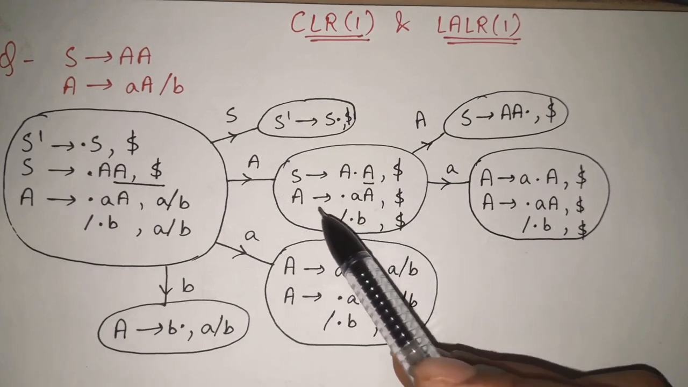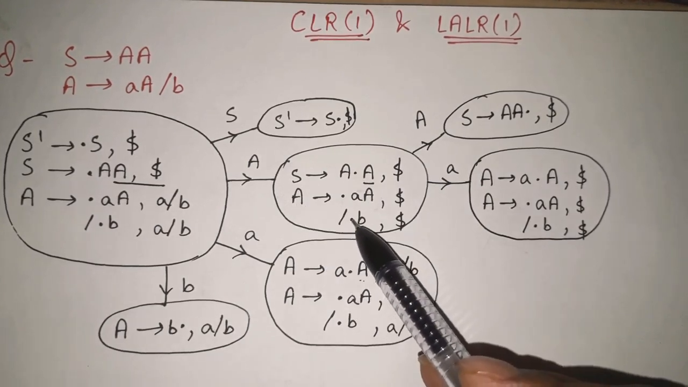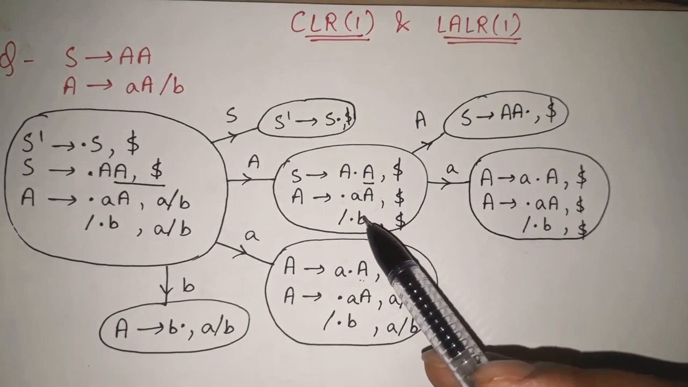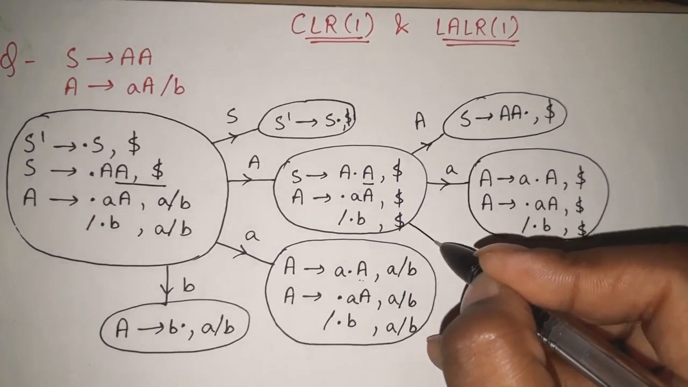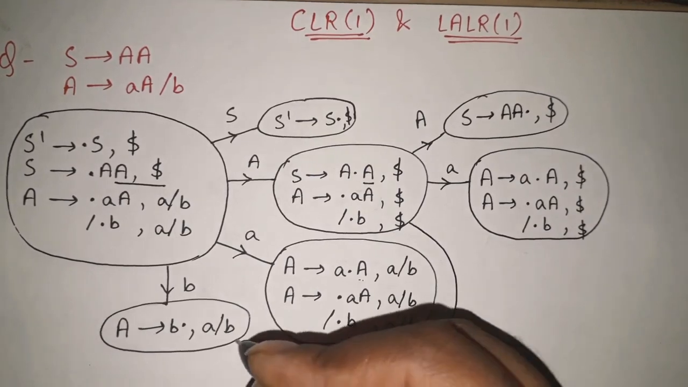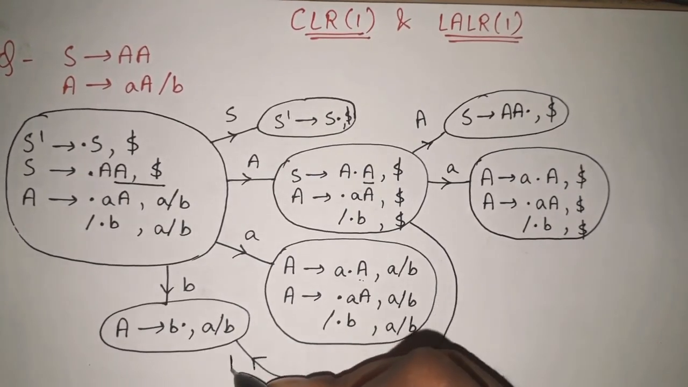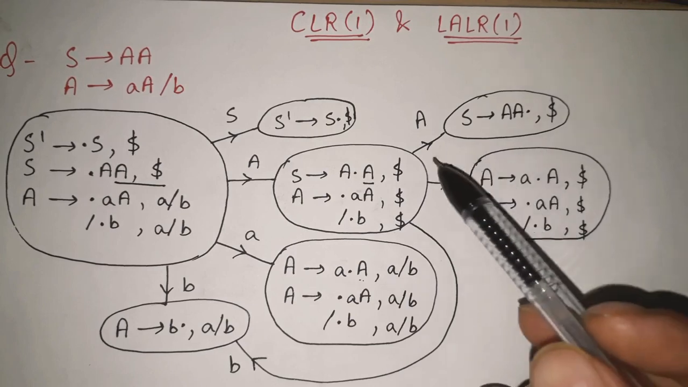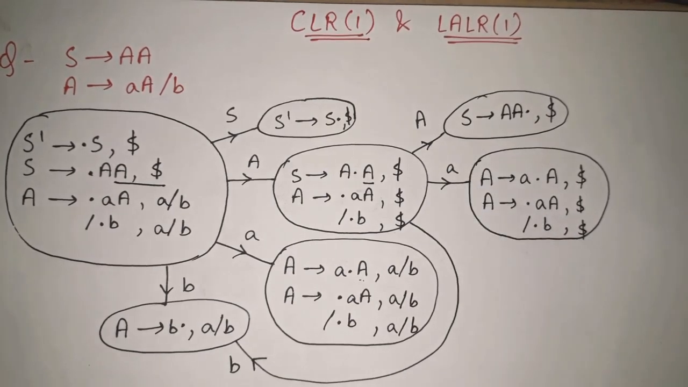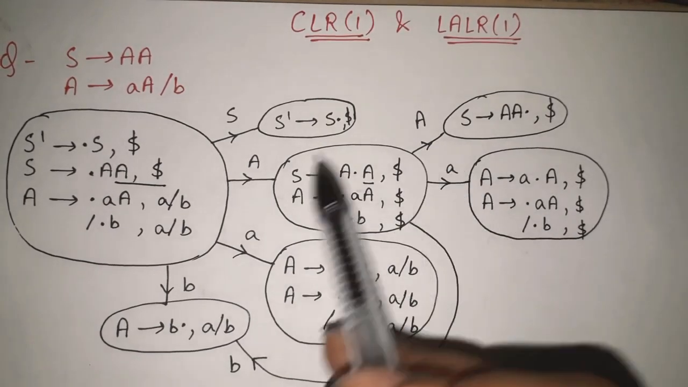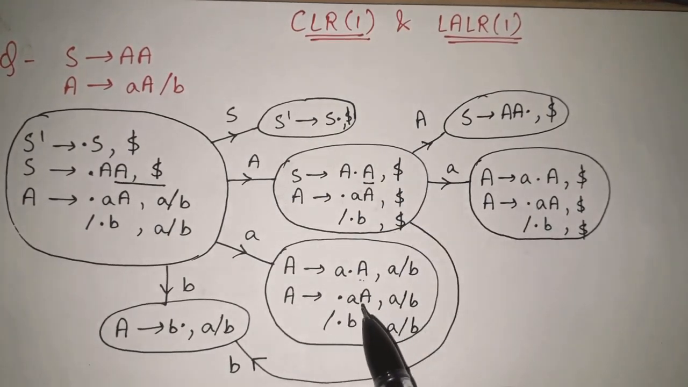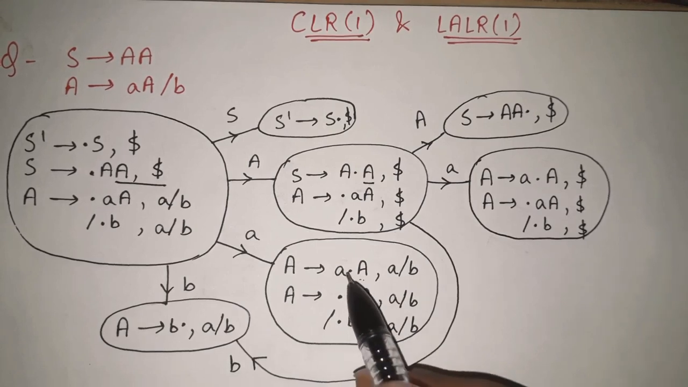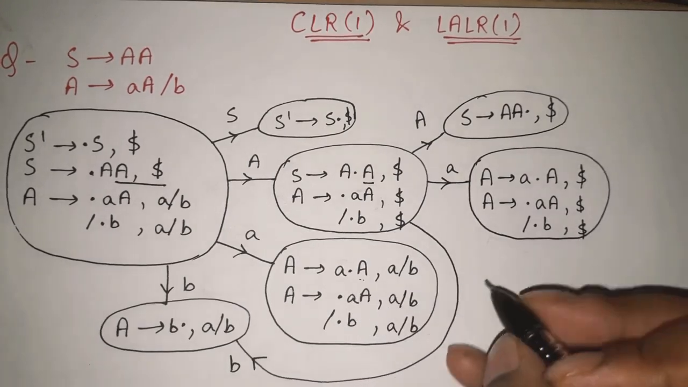Okay, b is remaining. Now A gives b, the dot will be shifted, so I will get A gives b dot, but that is already available. So I don't need to make any new state. I will just forward it here on small b. Fine. So capital A is done, small a is done, and again small b is done. So all the transitions from this state are done. Now we have to work on this state. From this state, on capital A I will get A dot.